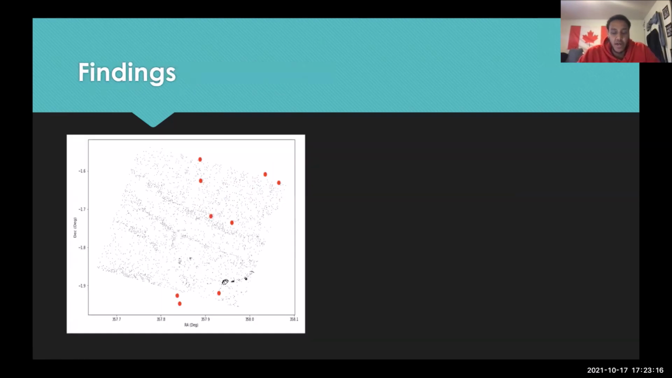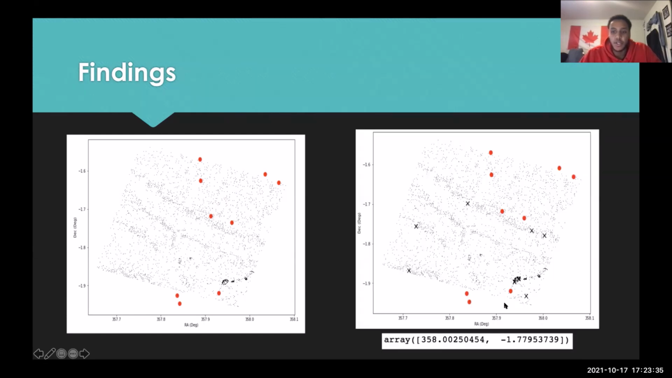So some of our findings. We created a pipeline, took forever, but we created a pipeline and we plotted about 9 random fake irregular satellites. And then we wanted to see if our pipeline could recover them, and sure did. But we also found something else. We found more irregular satellites.